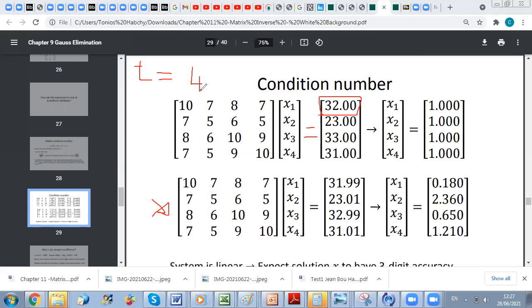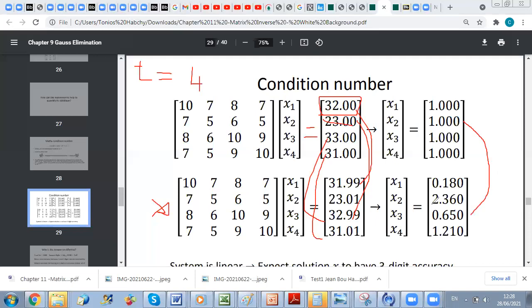Now, let us say I want to change just the last digit of the elements of B. I'm doing a change of less than 1/1000. So for example, instead of 32, I will put 31.99. Instead of 23, I will put 23.01. Instead of 33, I have 32.99. And instead of 31, and also you don't have to vary all, maybe you vary just one. If you just vary one, the whole solution will be affected. And if you solve, you will see a very large difference between the results.